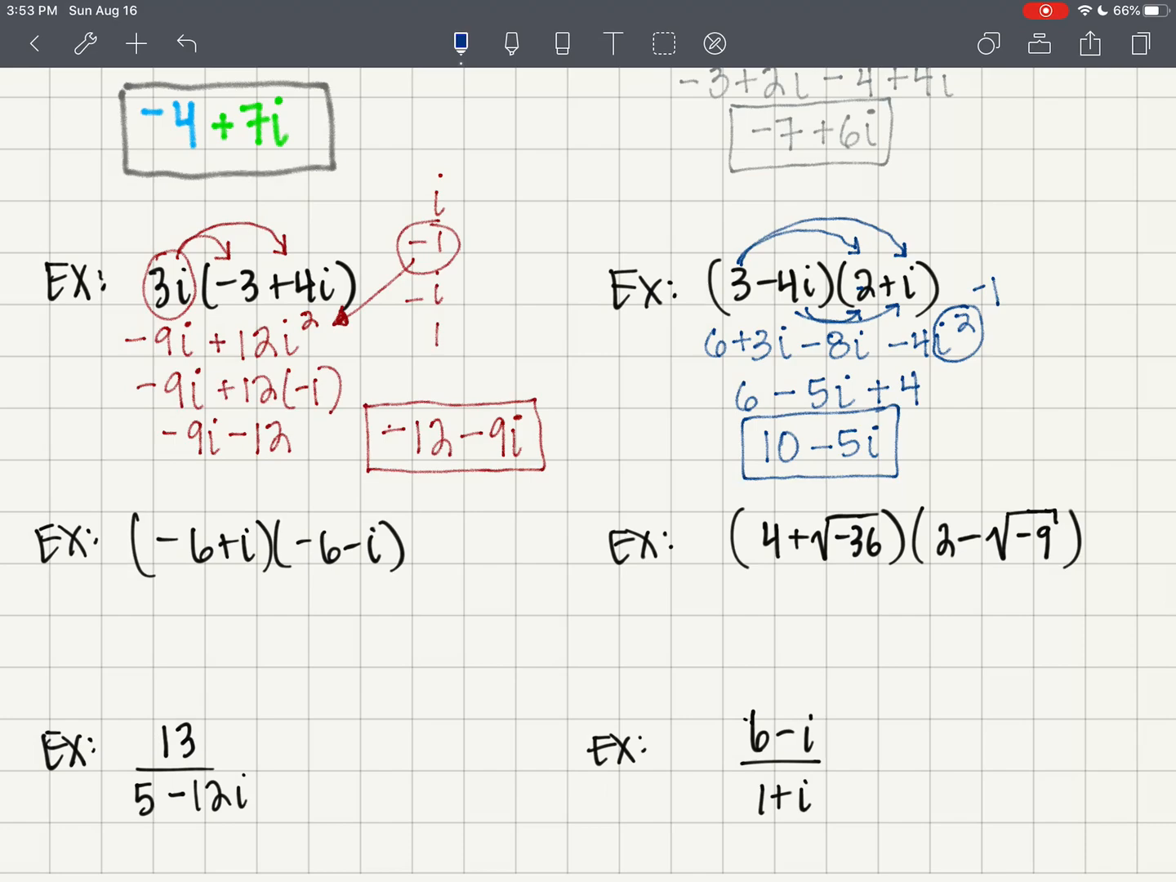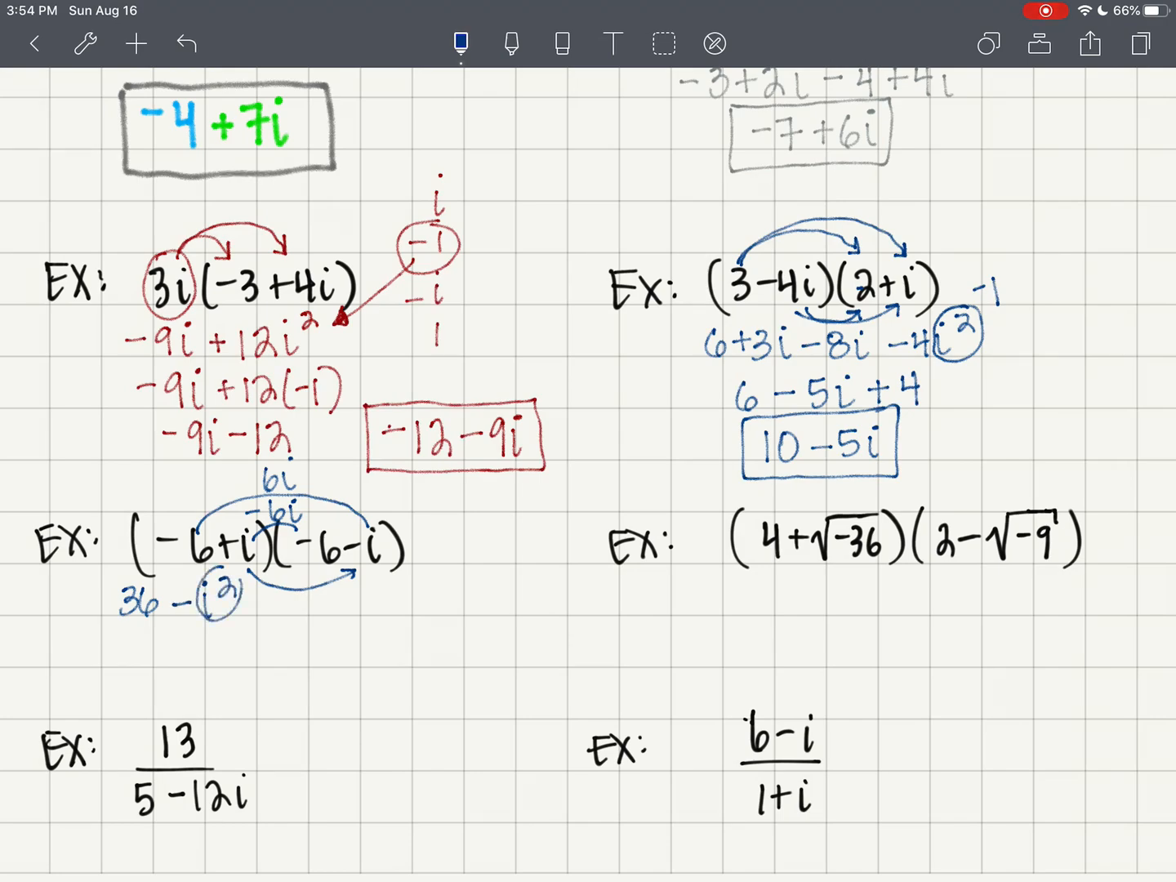Okay, if you'd like to try the next one, maybe you didn't try that one and you want to try the next one, I would encourage you to do that. Our first terms, -6 times -6 is 36. The outer is +6i. The inner is -6i. So the outer and the inner combine to be 0i. They cancel out. And then the last is -i squared.